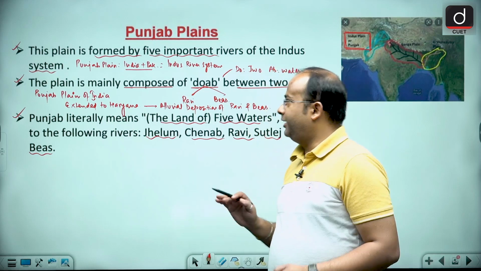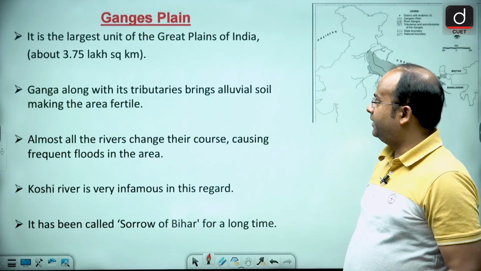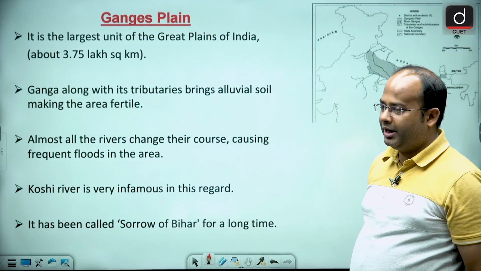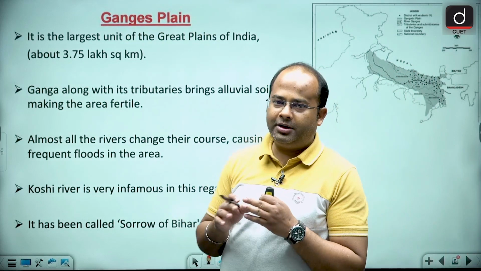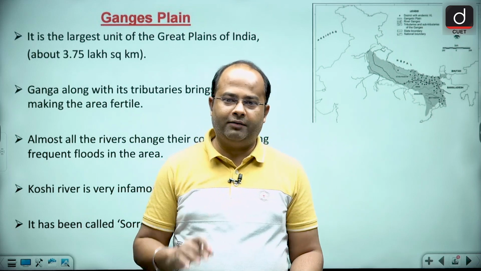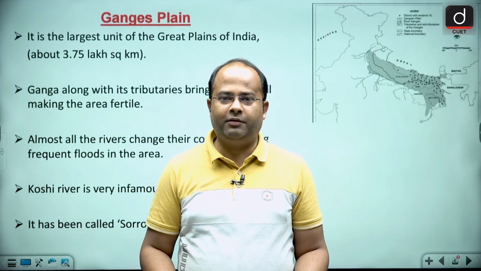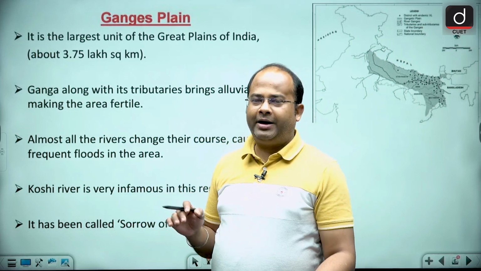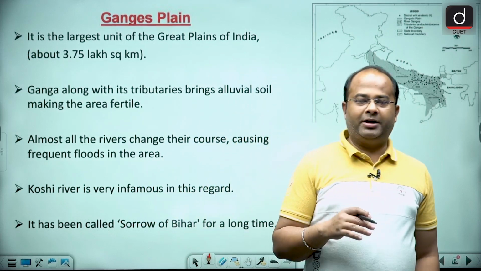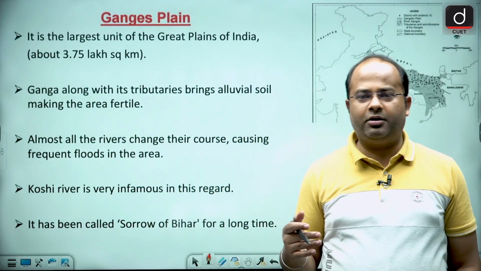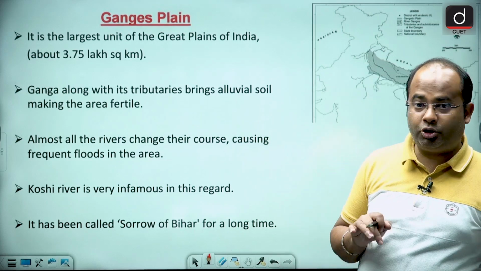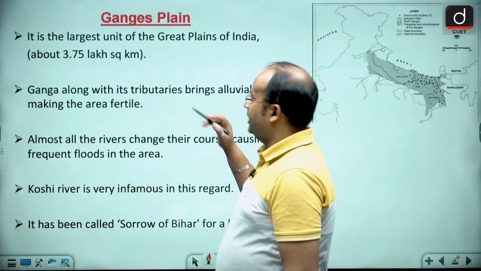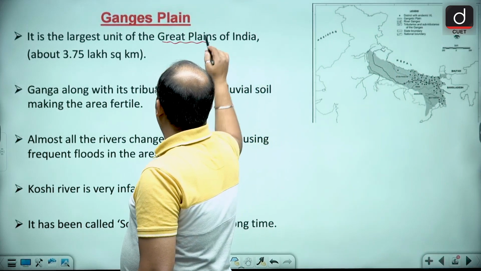Now come to the next thing. Next we have the Ganga plains. So now guys, let's come to the Ganga plain. Ganga plain is formed by the river Ganga plus the tributaries of river Ganga. There you will find it is one of the largest plains of the world, and it is the largest plain of India. Around 3.75 lakh square kilometer is the total area.